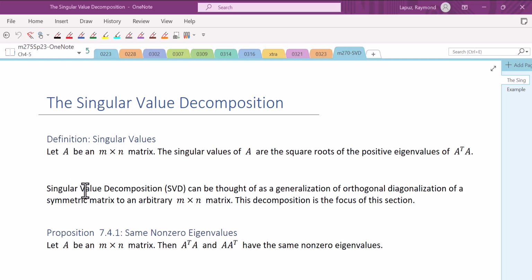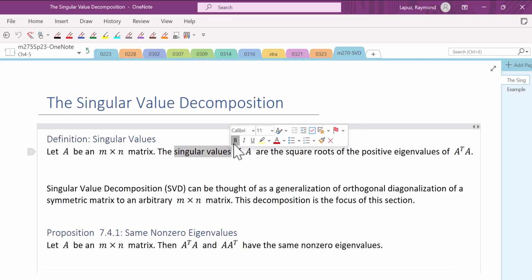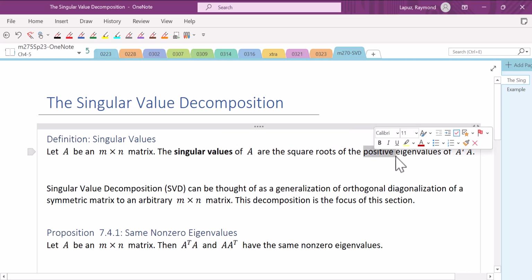Now, the idea is, let's first define what a singular value is. So here it says that if A is an m by n matrix, and it is important to note that this does not have to be a square matrix, then the singular values of A are going to be all the positive eigenvalues of not A, because A is not a square matrix, but A transpose times A.